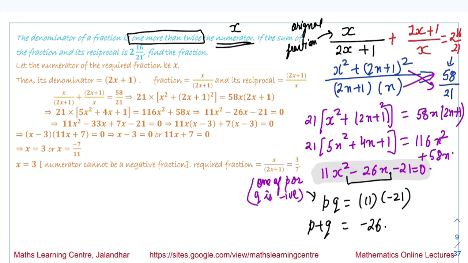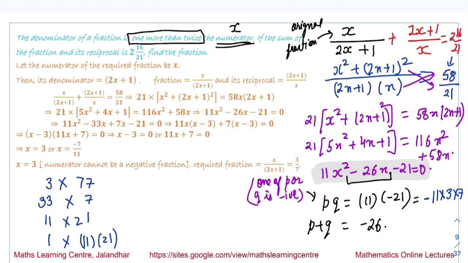So if we look at the factors over here, there is a minus sign, it is 11 and 3 into 7. So mainly the factors of p into q we have are 3 into 77. Next we are talking about 33 into 7, and last we are talking about 11 into 21. So these are the terms we have to check.